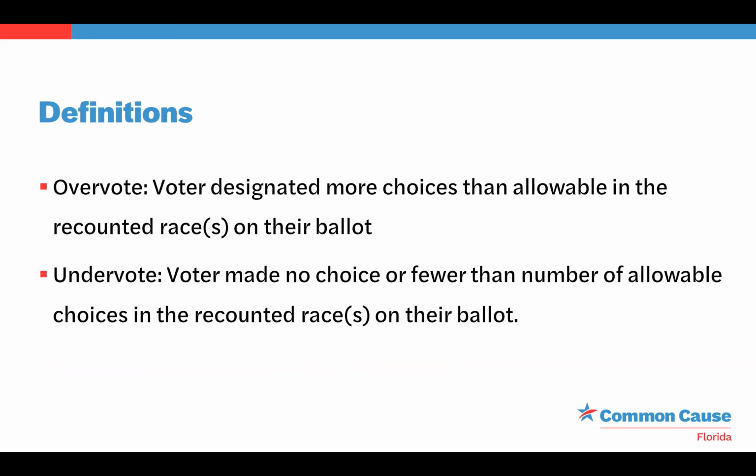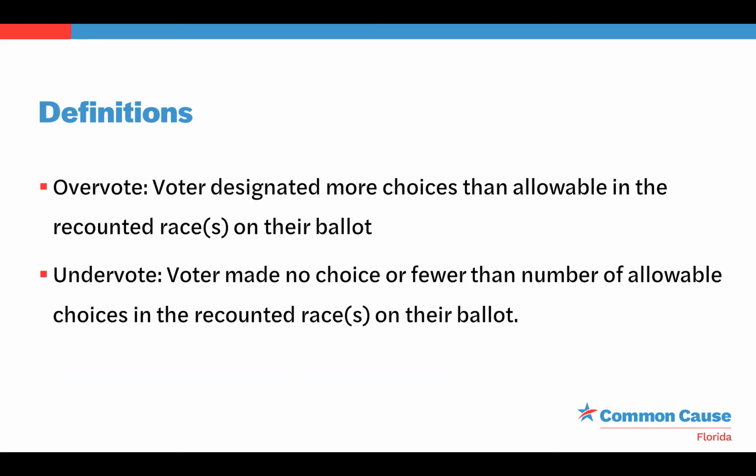So here's a definition of an overvote and an undervote. The overvote is when a voter designates more choices than allowable in a race on their ballot. In the case of the recounts ordered by the Secretary of State, there is only a single choice that can be made. There are no multiple choices in those races.